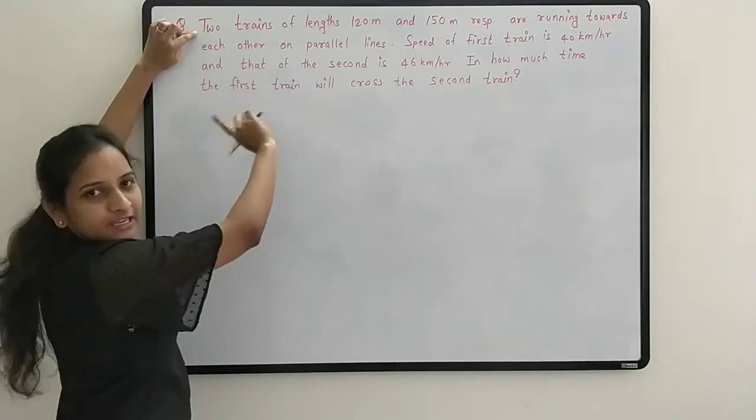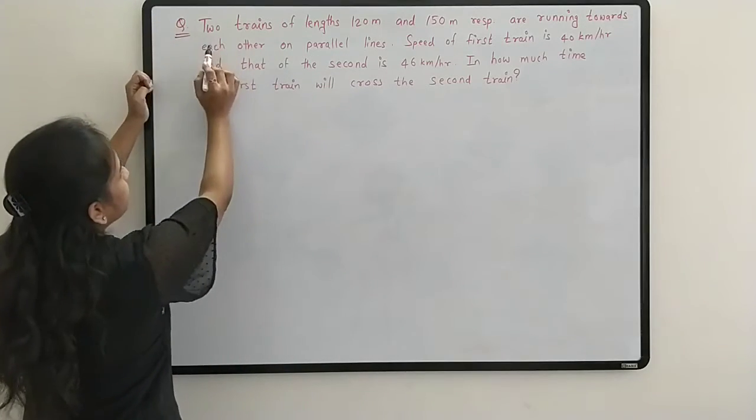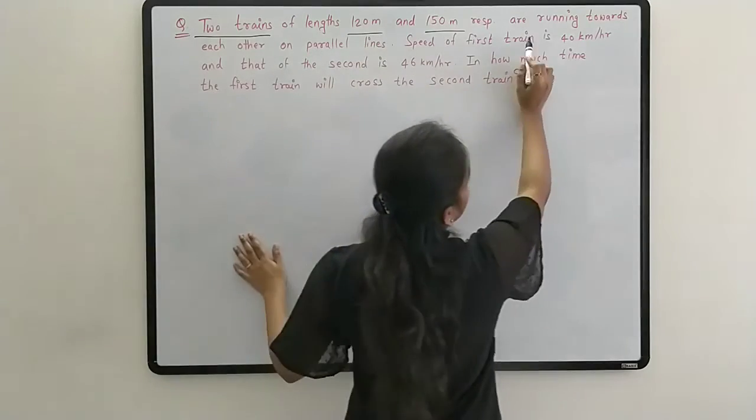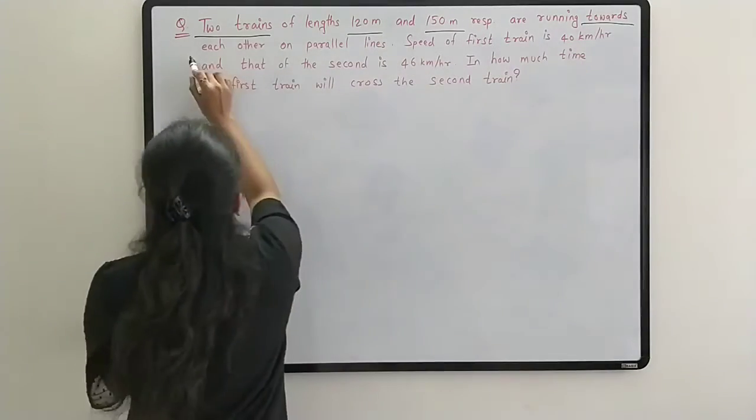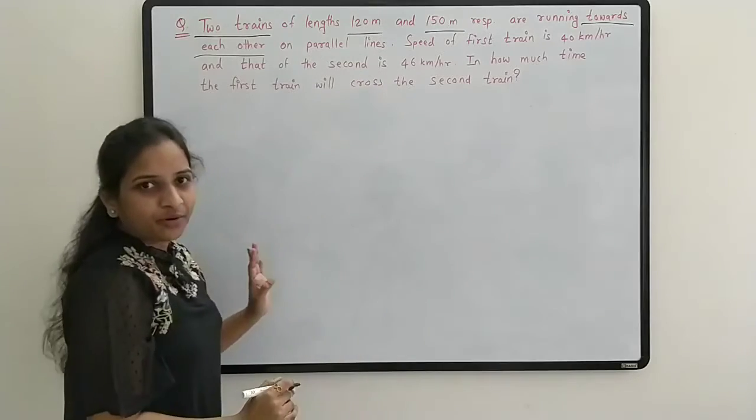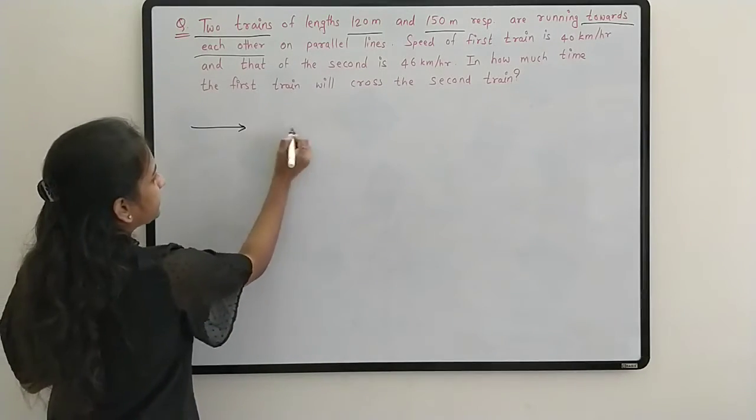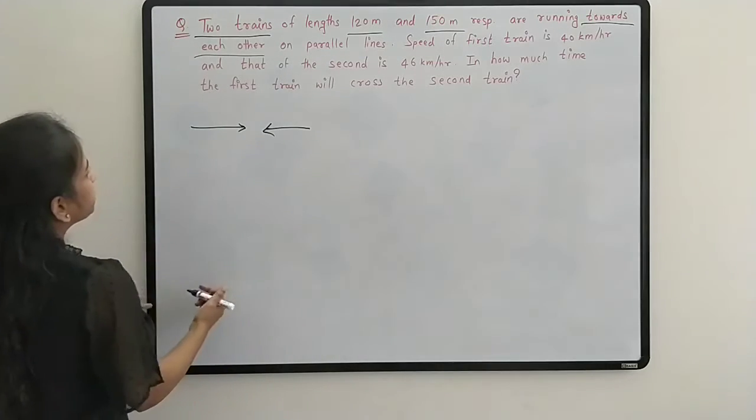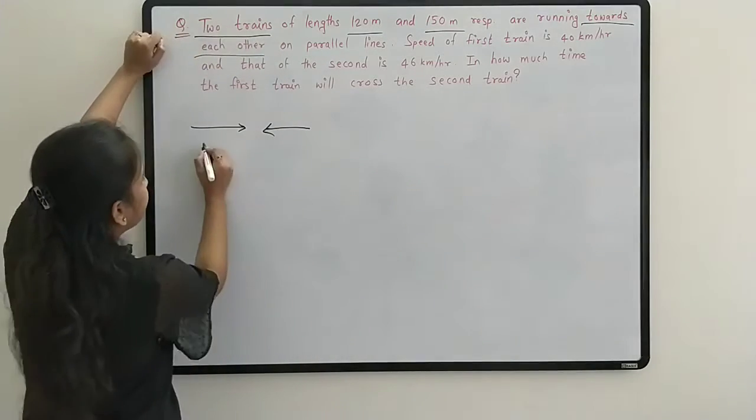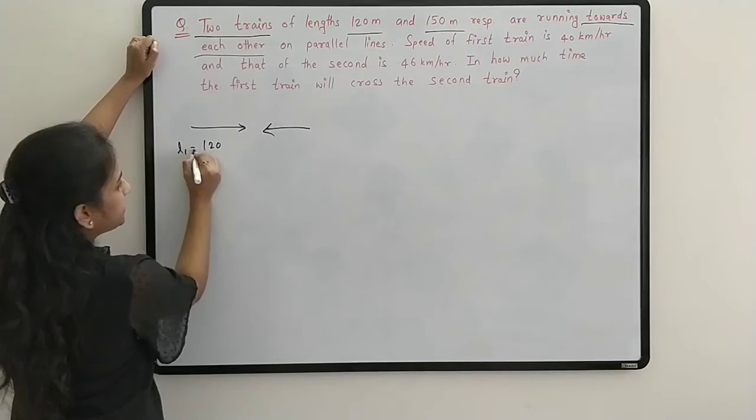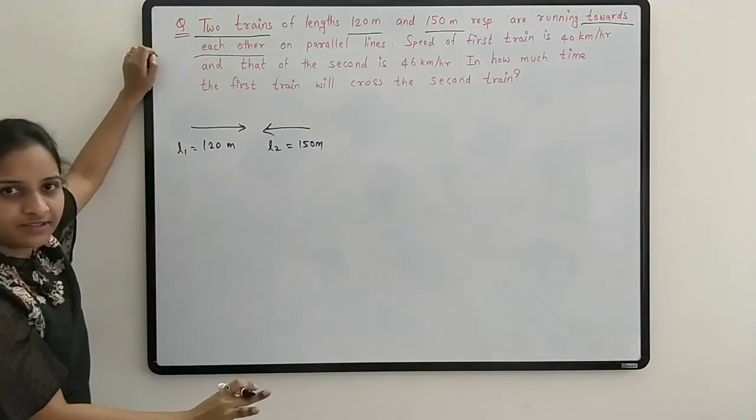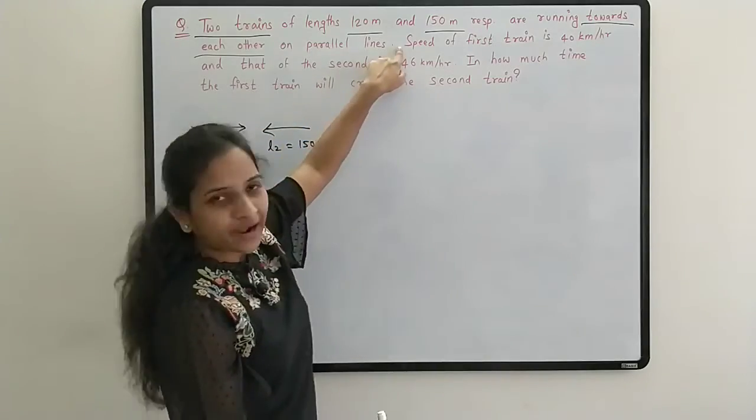Let's decode the first statement. See what is given. Two trains of the length 120 meter, 150 meter respectively are running towards each other on parallel lines. Okay. Two trains are there. One is running like this and the second is running like this. They are coming to each other. So L1 is equal to 120 meter, L2 is 150 meter. This is given, easy.